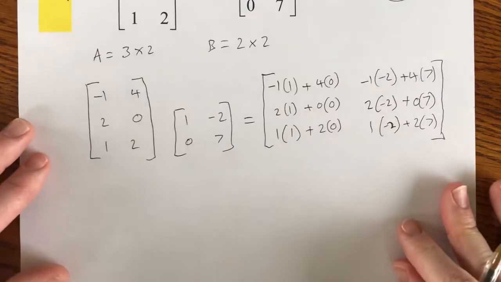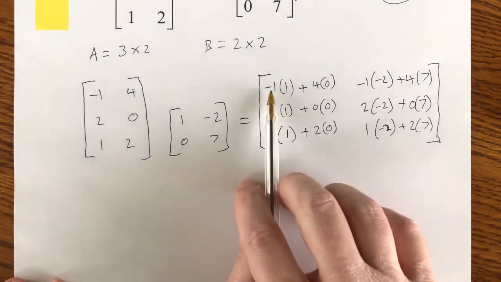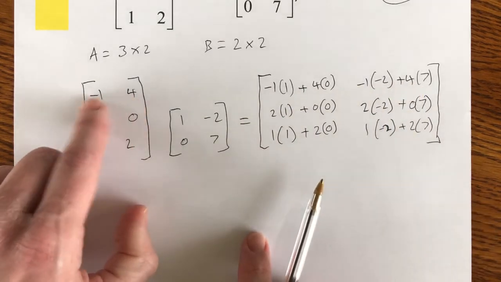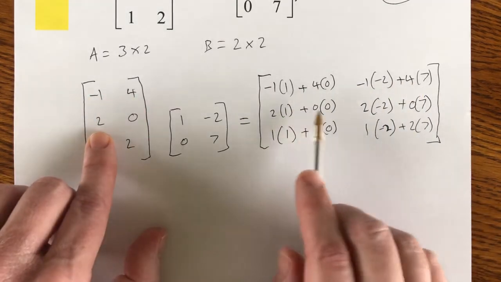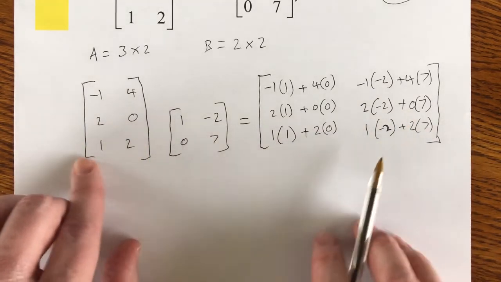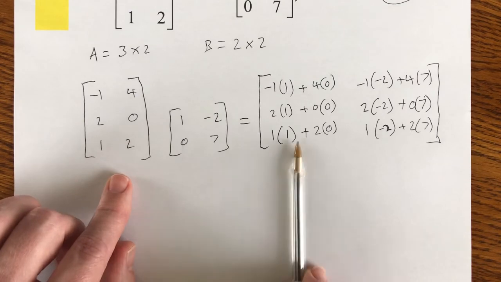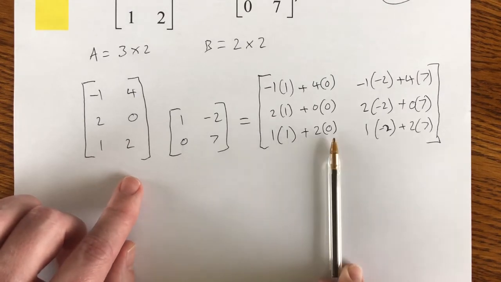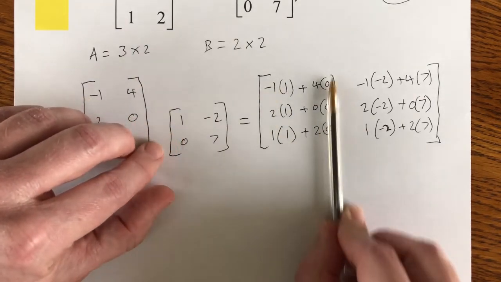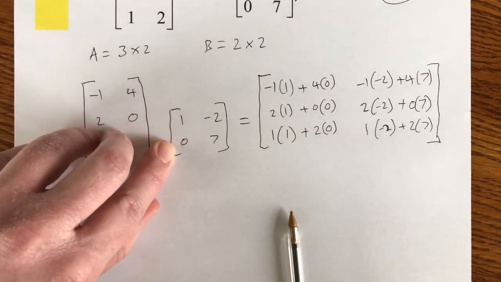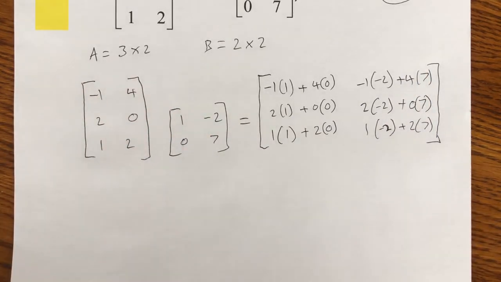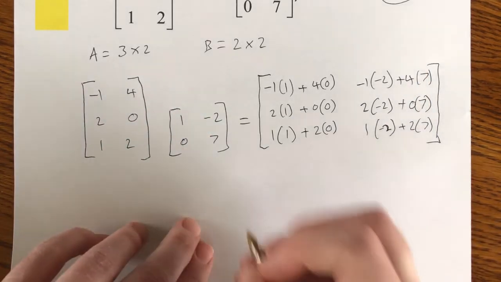I want you to notice something here. Notice the -1 and the 4, that's coming from our first row. Notice the 2, 0, second row. Notice the 1, 2, third row. Now look at these numbers that are lined up vertically. 1, 0, and -2, 7. That's not a coincidence. That'll happen every single time.